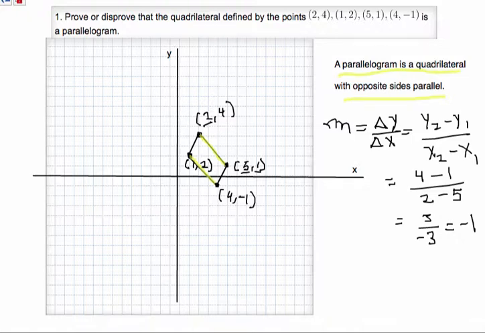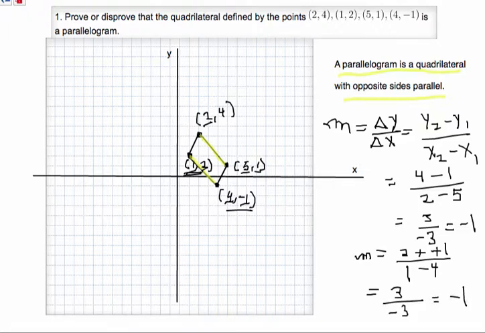Let's check the slope of this line. We'll call this point 2 and this point 1. y2 is 2, y1 is -1, x2 is 1, x1 is 4. 2 minus -1 is 2 plus 1, or 3. 1 minus 4 is -3. So the slope is -1, and these two sides are parallel.